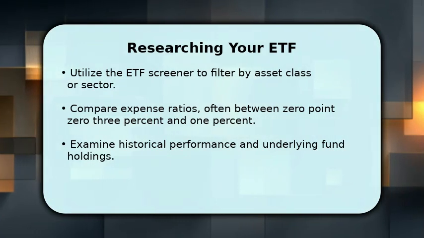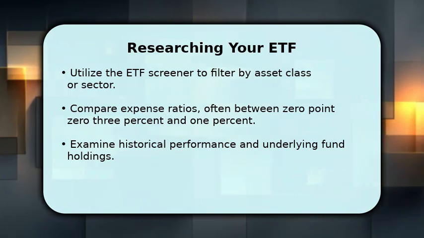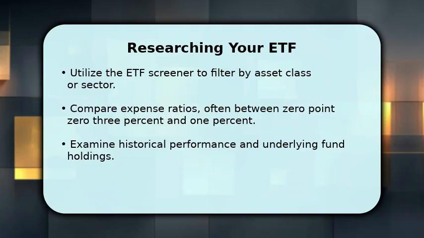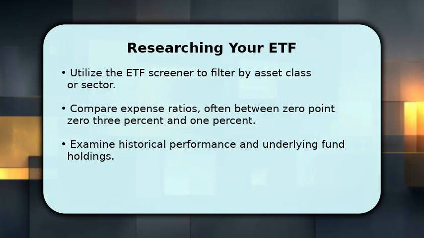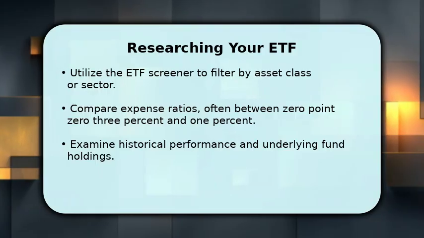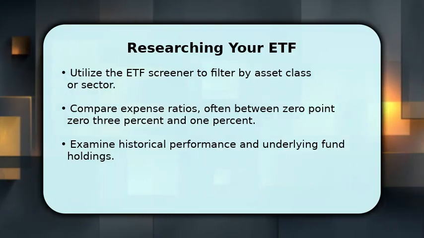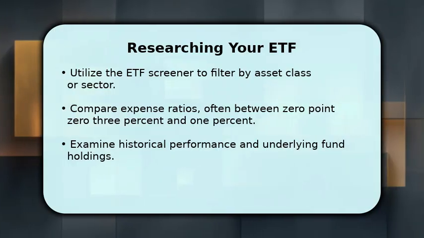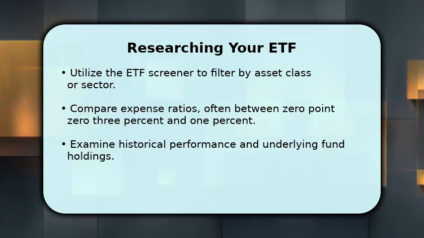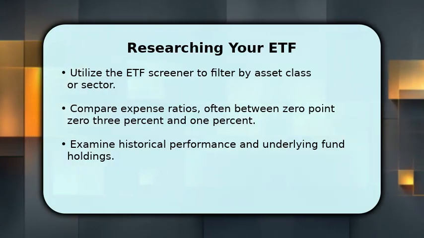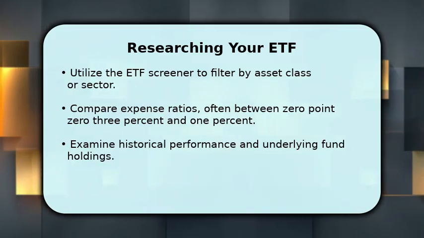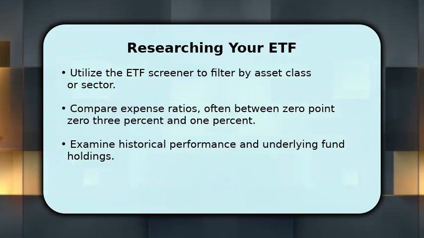Next, it is time to research and select an ETF that aligns with your investment goals. Charles Schwab offers a robust ETF screener. Use it to filter by criteria like asset class, sector, or region. Pay close attention to expense ratios, which can range from as low as 0.03% to over 1%. Also, review the ETF's historical performance and its underlying holdings to make an informed decision.